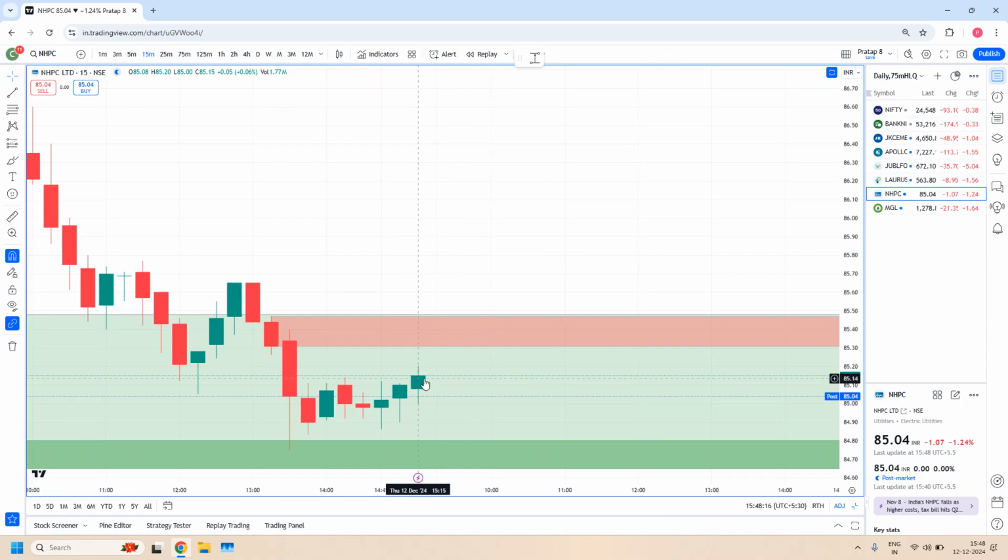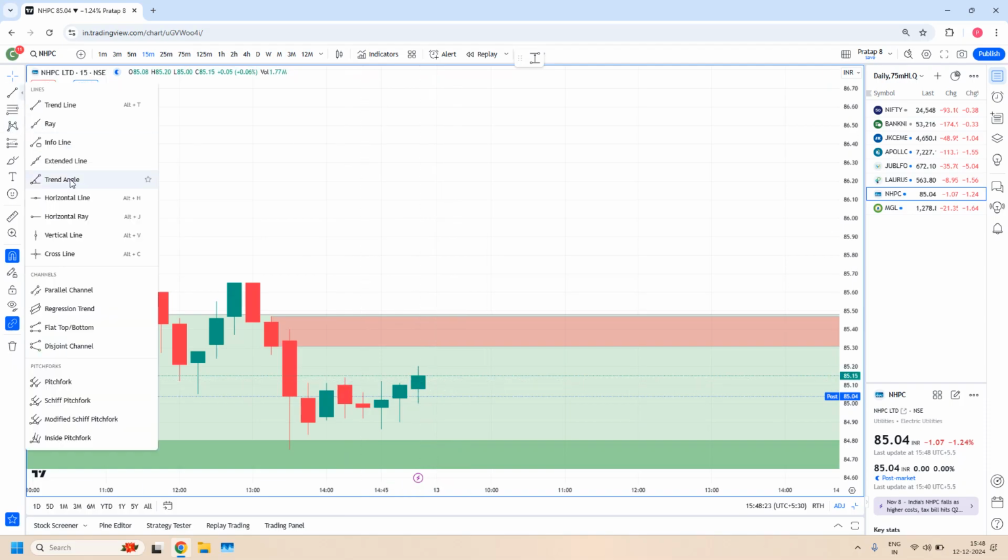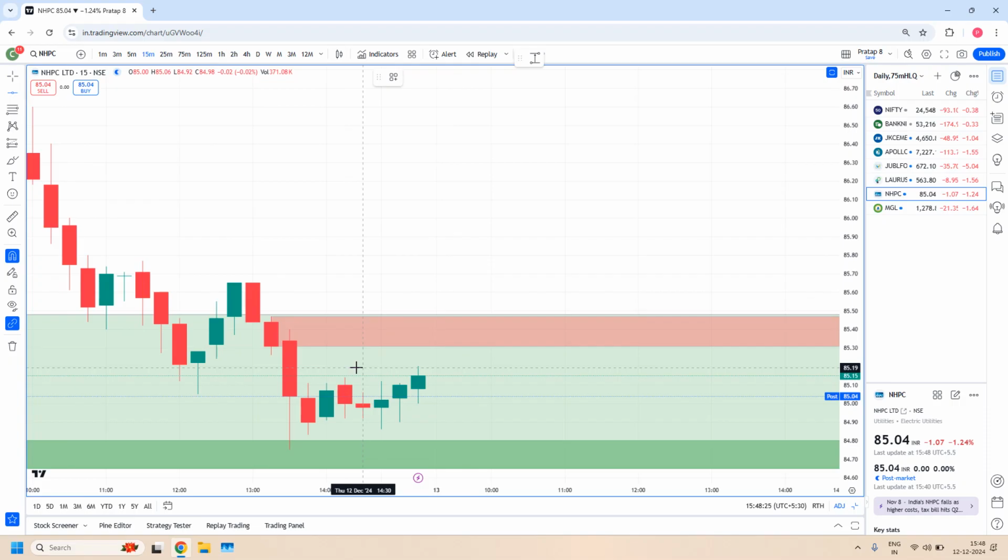And market is closed. Maybe before closing the market, somewhere here you might have exited your trade. In case those who have taken a trade, maybe around this area, some of us might have exited.